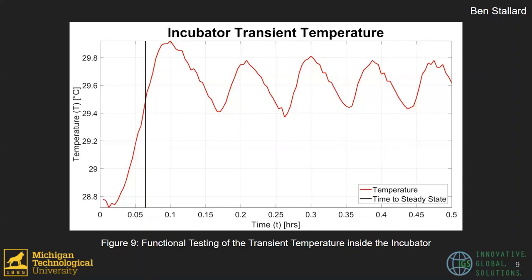We performed a couple of tests to make sure that the temperature system was meeting our requirements. In this transient test, you can see that we reach marginal stability for our required temperature at about 3.5 minutes, and have a pretty small oscillation of 0.4 degrees Celsius.